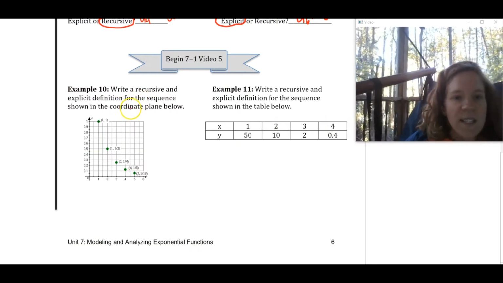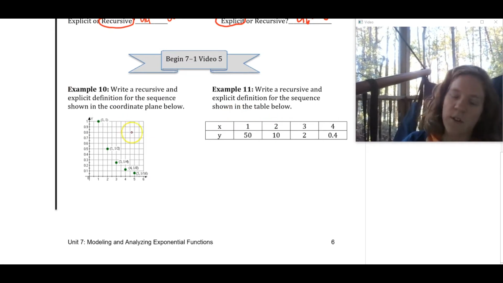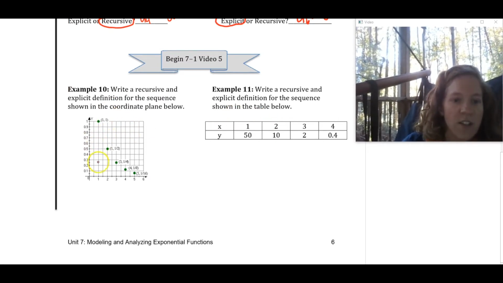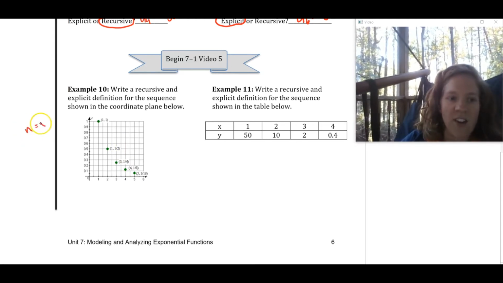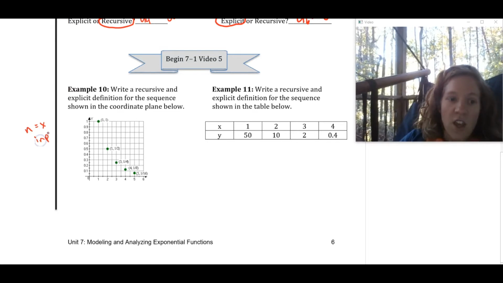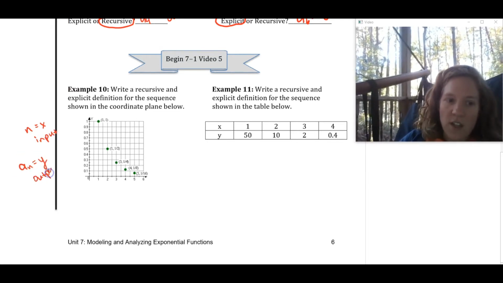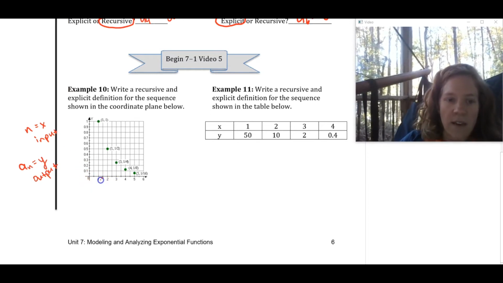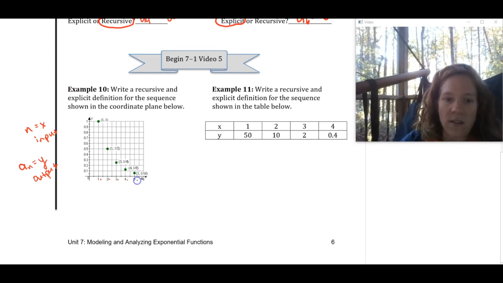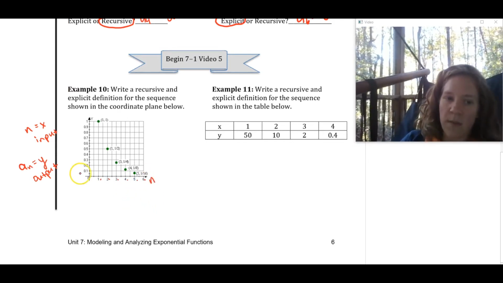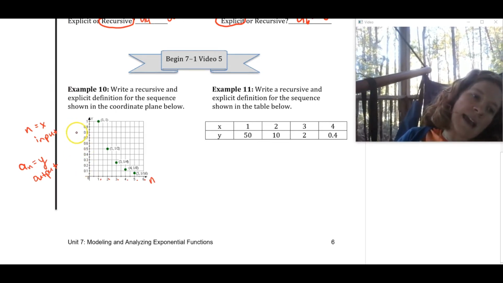Okay, so recursive and explicit definitions from a graph and from a table is going to be the topic of this particular one. Remember that I told you in the very first video that your n is like your x, it's your input. Your a sub n is like your y, or your output. When I'm looking at a graph here, I'm going to think of these values as my n. Those are my term numbers. And these values, my outputs, are my a sub n's.